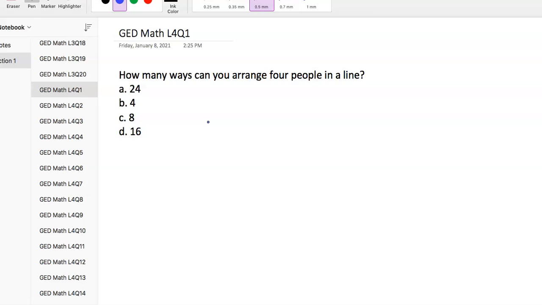Okay, how many ways can you arrange 4 people in a line? Okay, so when you see something like this, people in a line, the way you go about solving it is 4 times 3 times 2 times 1. And 4 times 3 is 12, 12 times 2 is 24. Of course, 24 times 1 is 24. So the answer for question 1 is 24.